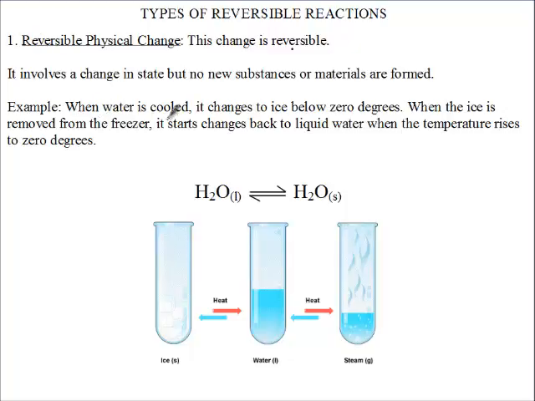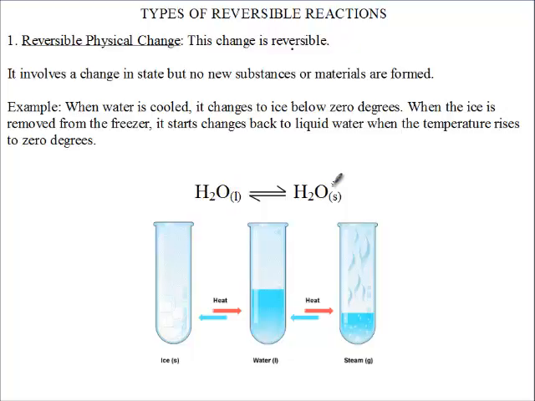Example, when water is cooled, it changes to ice below 0 degrees. When the ice is removed from the freezer, it changes back to liquid water when the temperature rises to 0 degrees. So here, when the liquid water loses heat, it forms solid in the form of ice. When ice gains heat, it forms liquid water.